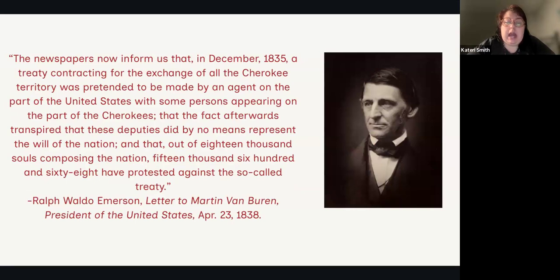In 1838, already famous, he wrote a letter to Martin Van Buren, who was then president, on the situation of the Cherokee Treaty. He and the wider world were very much aware that most of the Cherokee Nation did not agree to this treaty. It by no means represented the will of the nation, and out of 18,000 souls comprising the nation, 15,668 had protested the treaty. By this time, the removals had largely already occurred, and the US government was not going to change that.